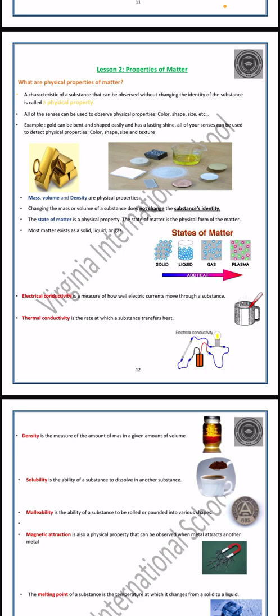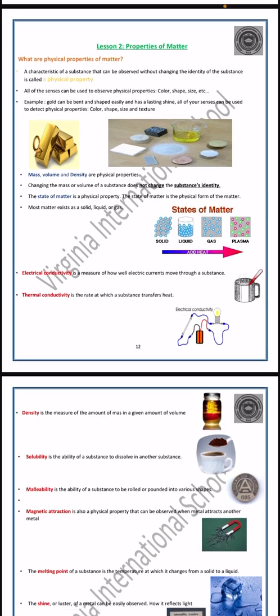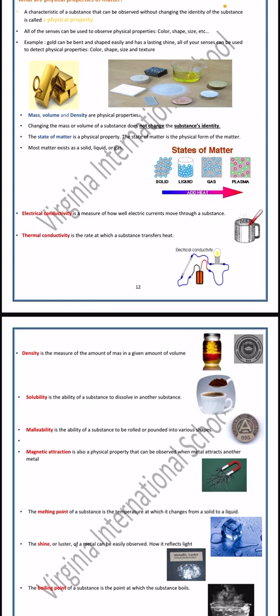So let's take some physical properties. The first one is electrical conductivity. What's electrical conductivity? It means that the object conducts, meaning transfers, electricity, which means this matter allows electricity to pass through it. So electrical conductivity is a measure of how the electric current can move through the substance. Can it move through this substance? Yes or no? This is electrical conductivity.